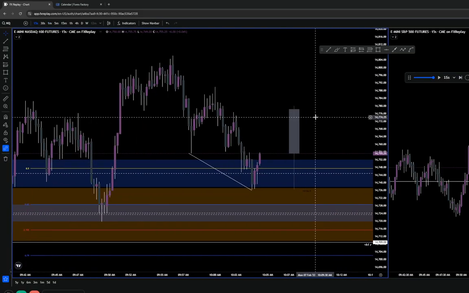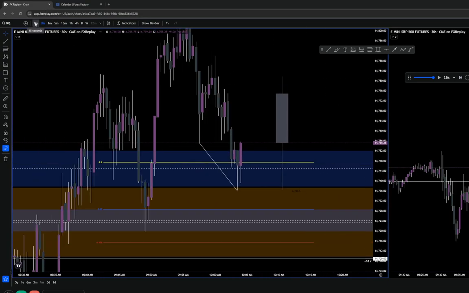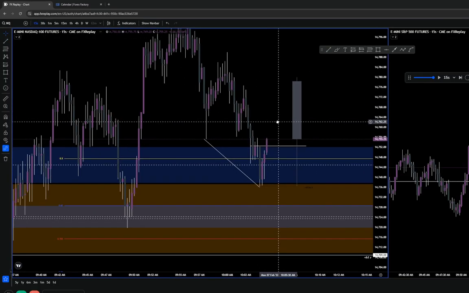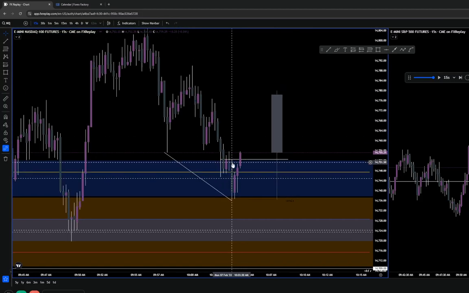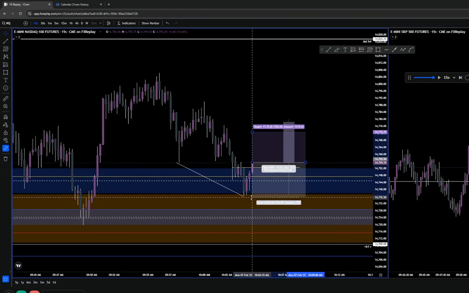We have a inverse order block, or actually, what do we have? Inverse order block on the 30-second here, right there. And on the 15-second, this is a change in state of delivery right here. So CISD closed above this structure here. SMT is in. And yeah, taking this long here. A+ setup.